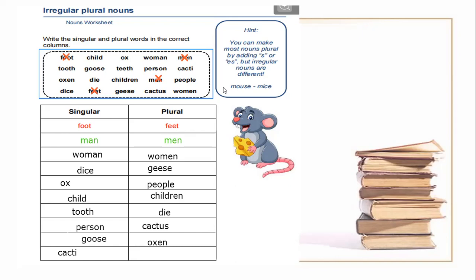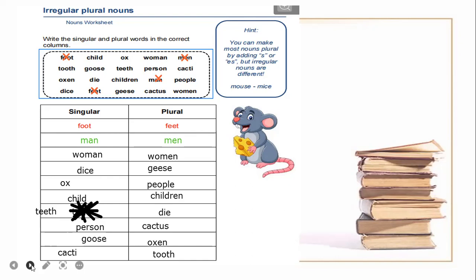Okay, last one. Okay, let's check your answers. What is this? Two teeth? I think one is tooth and two or more is teeth. Okay, finished or no? Yes.